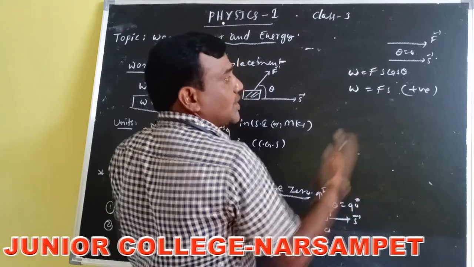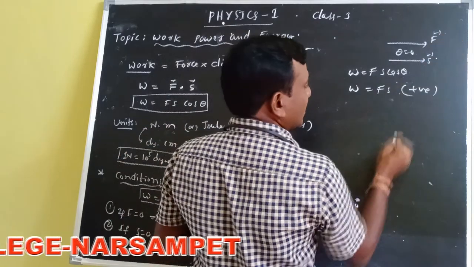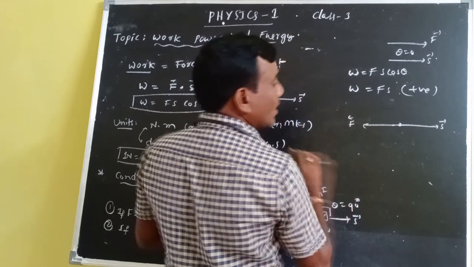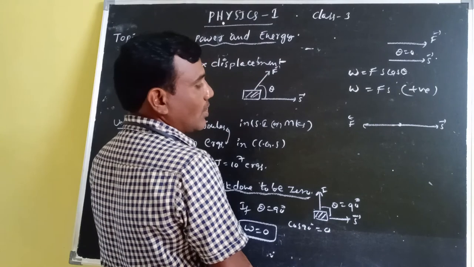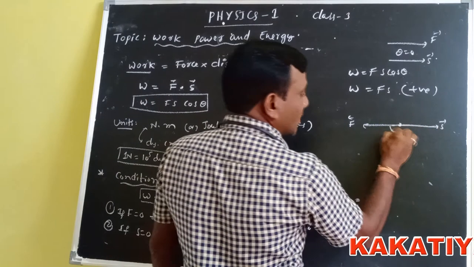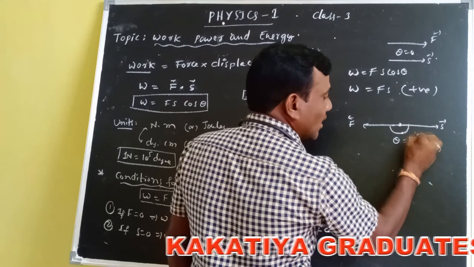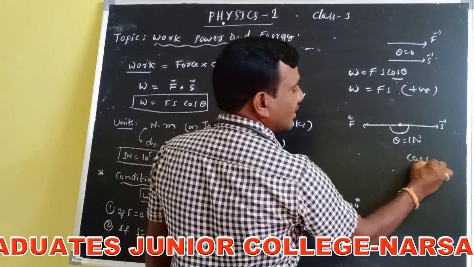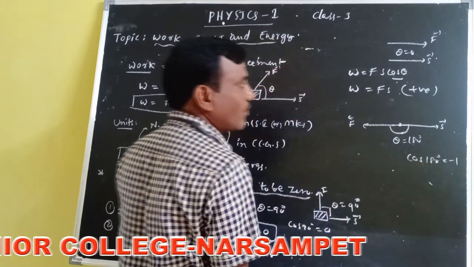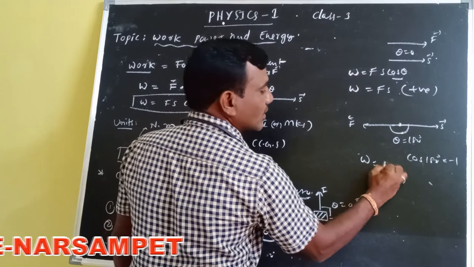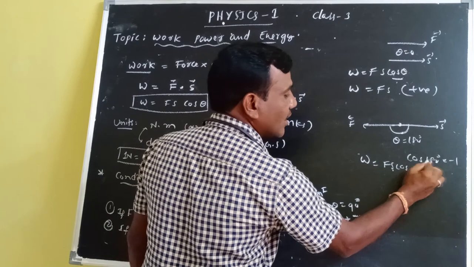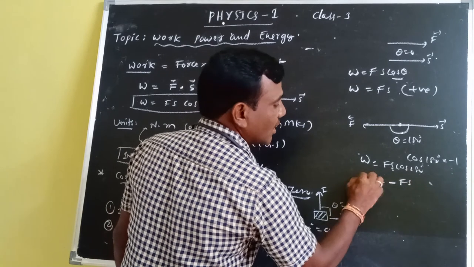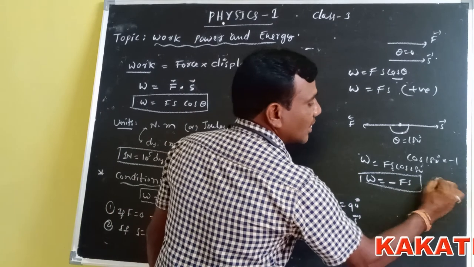But if force and displacement are in opposite directions, here it is the displacement and here is the force direction. These are in opposite directions. The angle between force and displacement is theta equal to 180. Opposite means that it is equal to 180. From this formula, cos 180 is equal to how much? Minus 1. Then W is equal to Fs cos 180, with cos 180 equal to minus 1, then W is equal to minus Fs. The work done is negative work.